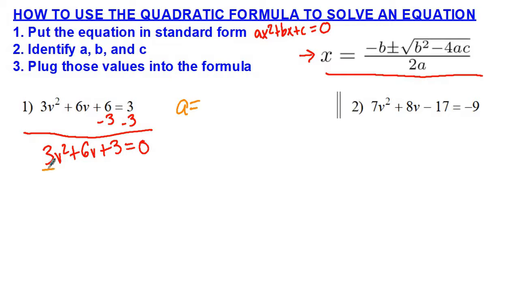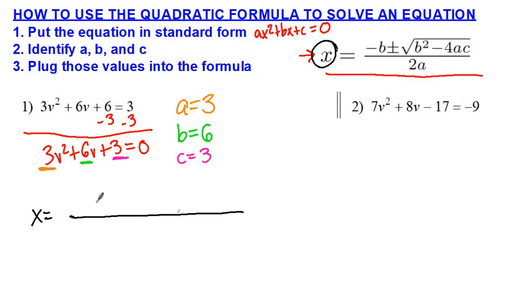Okay, so a is equal to the number in front of the squared term, so a is 3. Okay, b is equal to the number in front of the v to the first term, so that would be 6. And then finally c is the constant. C is the number just by itself, so that equals 3. So a equals 3, b equals 6, c equals 3. Now we're going to use this formula up here. So we have x equals, I'm going to make kind of a skeleton outline of this formula, and then we'll fill in the values as we need to.